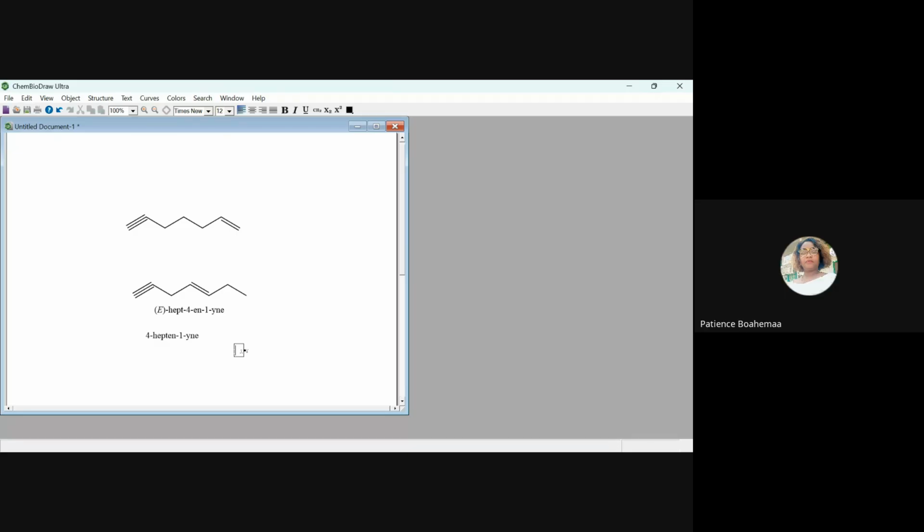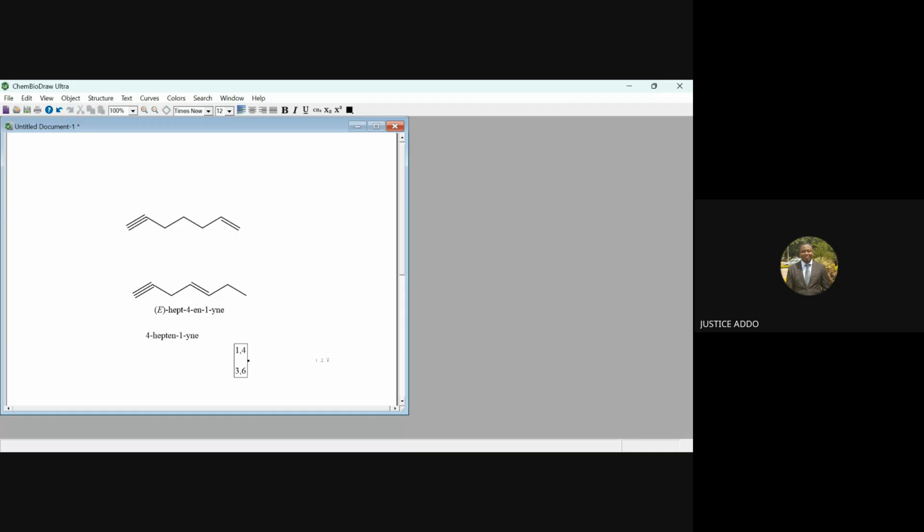So here, the focus is not on the double bond, it's on the triple bond. If I start from the left, the number of the triple bond is 1 and the double bond is 4. So we have 1 and 4. Now, when I start from the right, the double bond is 3 and the triple bond is 6.